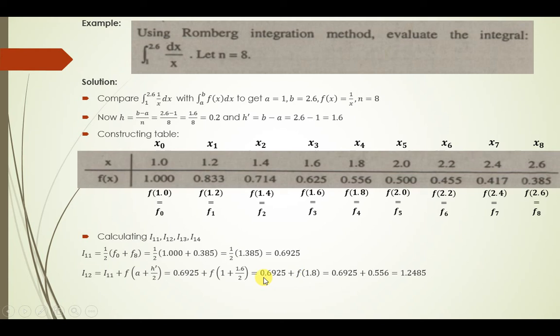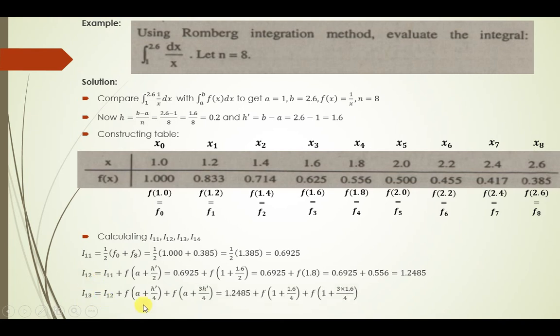This value is from there, that is 0.6925 plus this plus f of 1 plus 1.6 by 2, which is actually f of 1.8. Now what is f of 1.8? You check here, f of 1.8 is 0.556. So replace this f of 1.8 by 0.556, and adding these two values you will get this answer. This answer is actually I12.